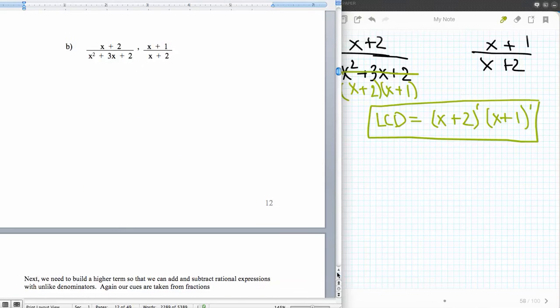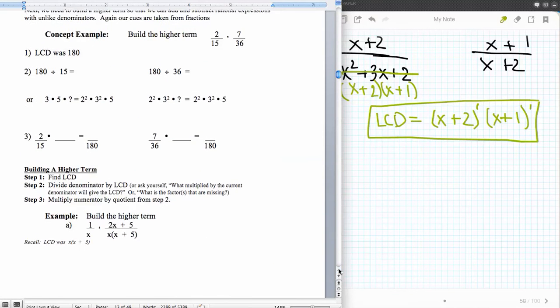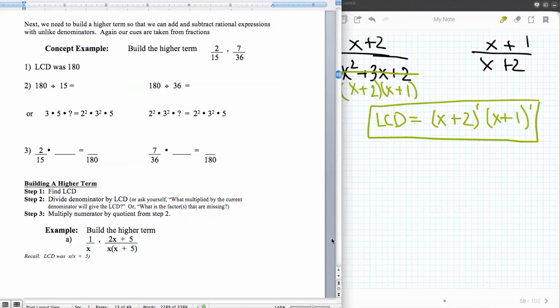Now the next thing that we're going to want to do is we're going to want to build higher terms. So again, we're going to start with the fraction examples, and we're going to see how to build higher terms with the fractions. And then once we get the higher terms, then we can proceed on with the adding and subtracting. So in the next video, I'm going to show how to build a higher term.